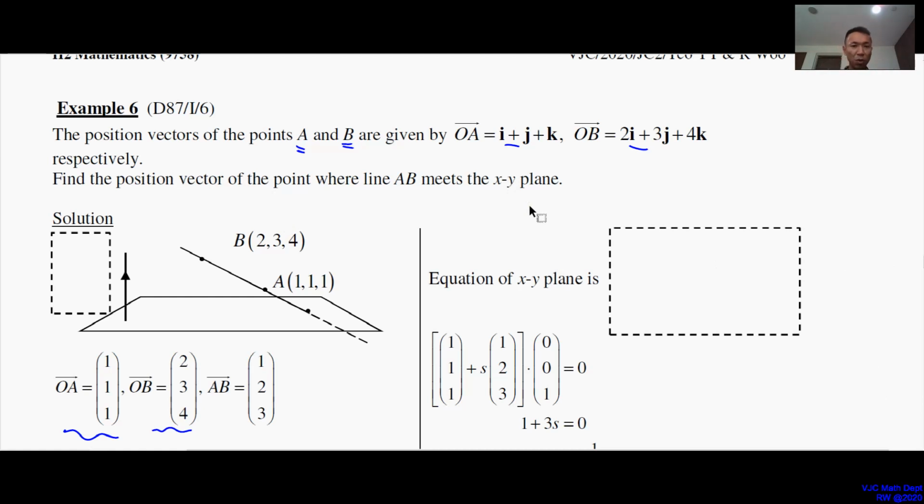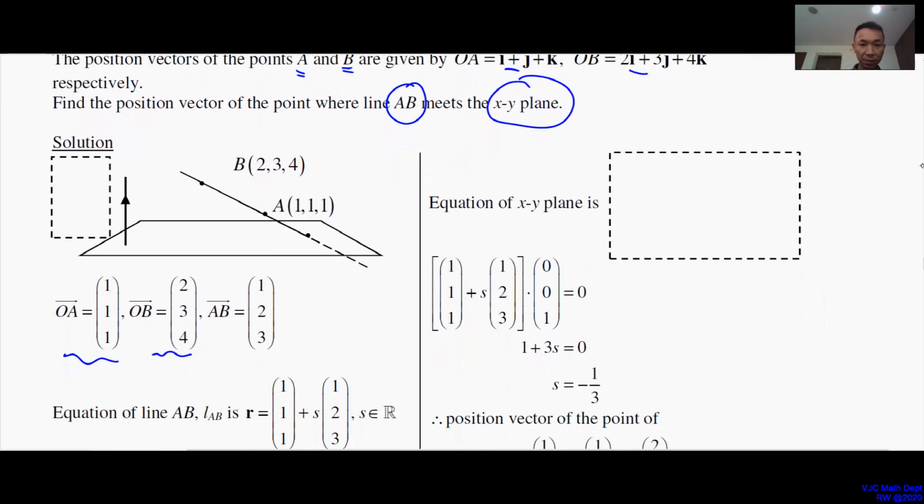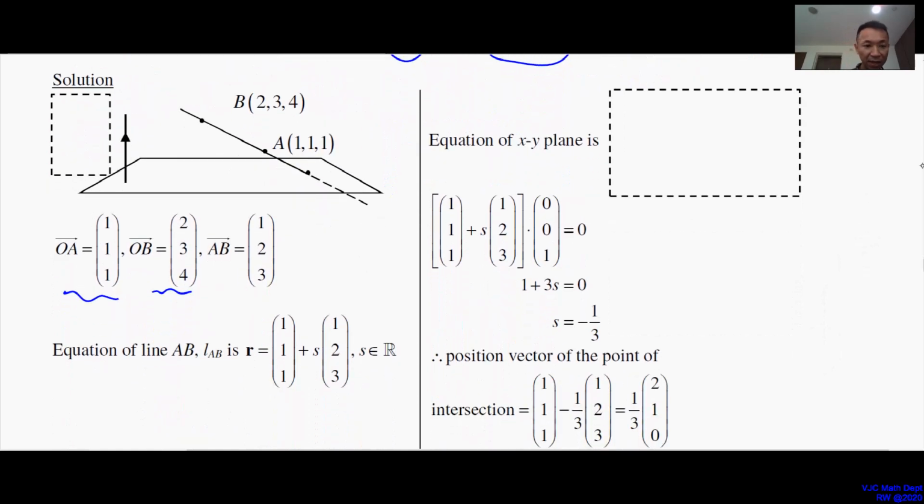It's just a little bit more work, whereby you need to find the equation of AB and the equation of the XY plane. Once you find these two, you can solve, and that's it. It's the same as example 5 earlier. So, I think we can start by finding the equation of the line AB. I do not need to elaborate because this is covered in vectors 4, how to find the equation of a line.